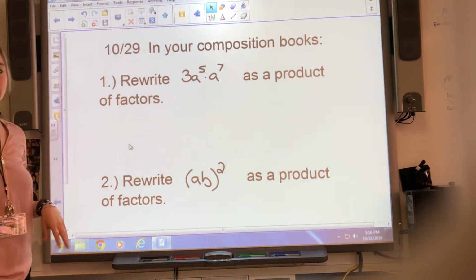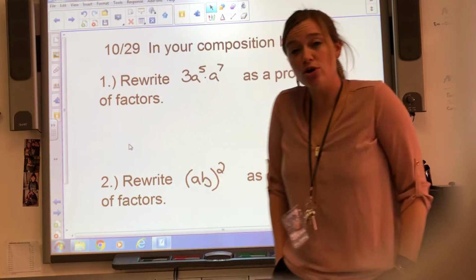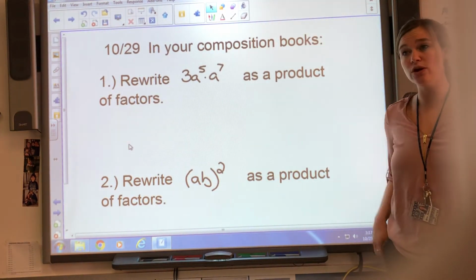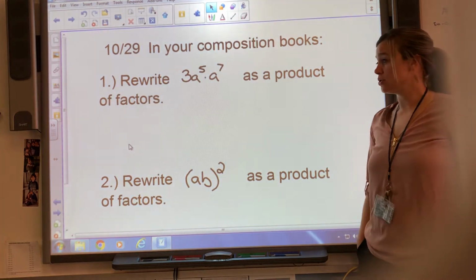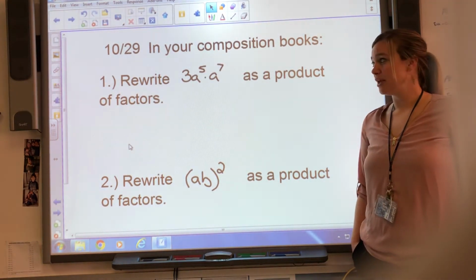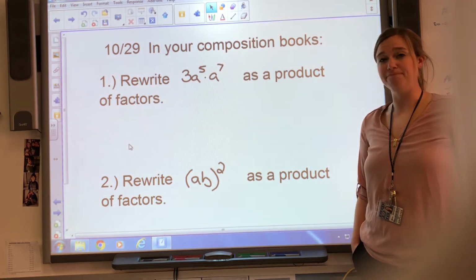First problem, get out your composition books, go to the back of the room, and you're gonna solve these problems. So you can pause this here. So the substitute, please pause this and get your composition books and write this down.